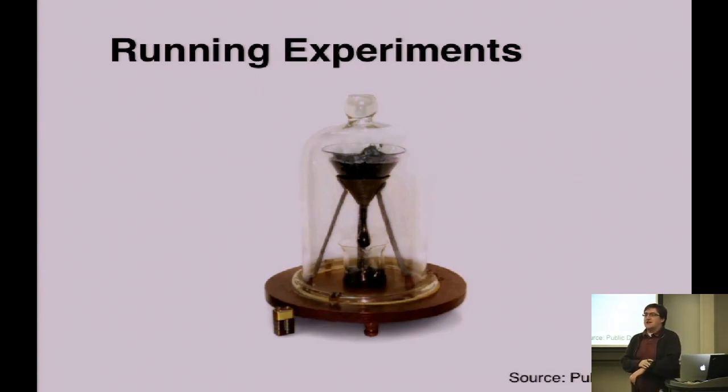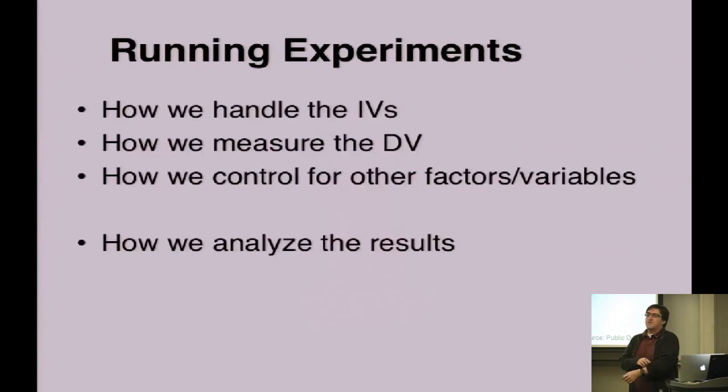We in HCI tend to have a very hard job because we deal with people. This is much easier to control than participants, as I've said earlier. So in general, the questions you should be asking yourself when you run an experiment is, how do we handle the independent variables? How are we going to separate them out? How are we going to make sure they're really distinct and people know what they're doing? How do we measure the dependent variables? So are our measurement systems accurate?